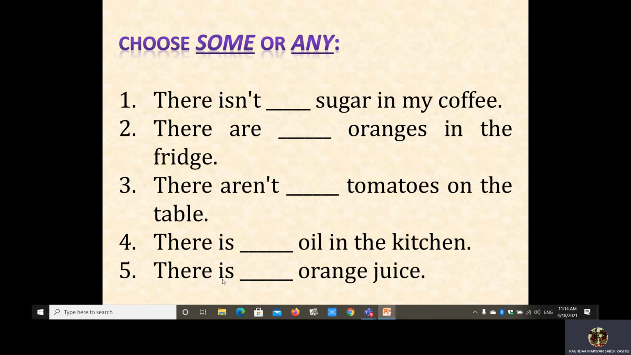If we say, is there any orange juice? You will say, is there any orange juice in the fridge, for example, because it's a question. Okay, again, we repeat, we use some with affirmative sentence and we use any with negative and interrogative sentence or questions. Interrogative means question.